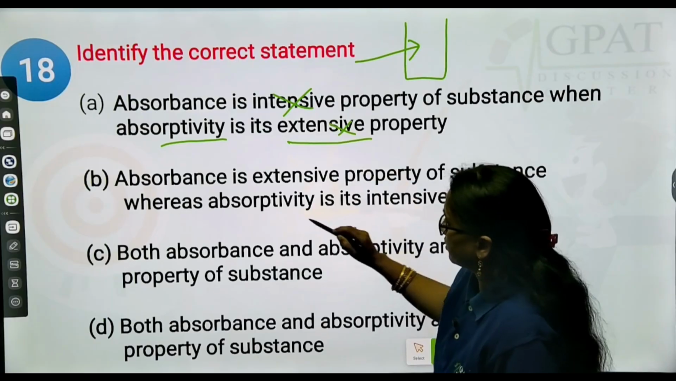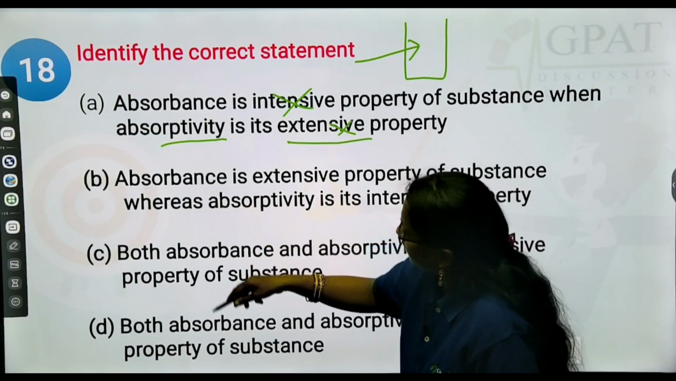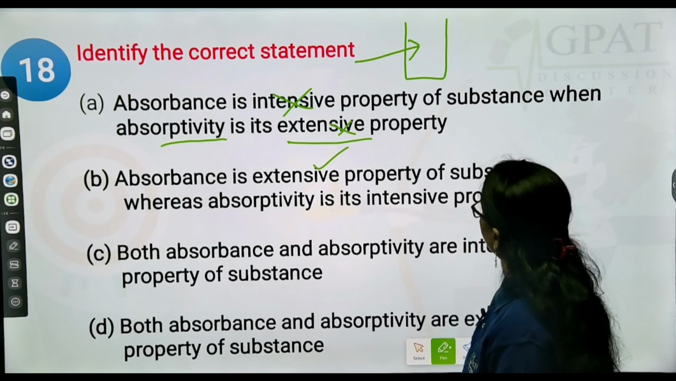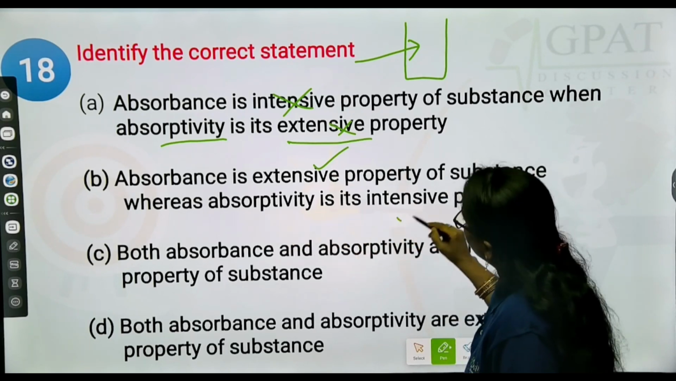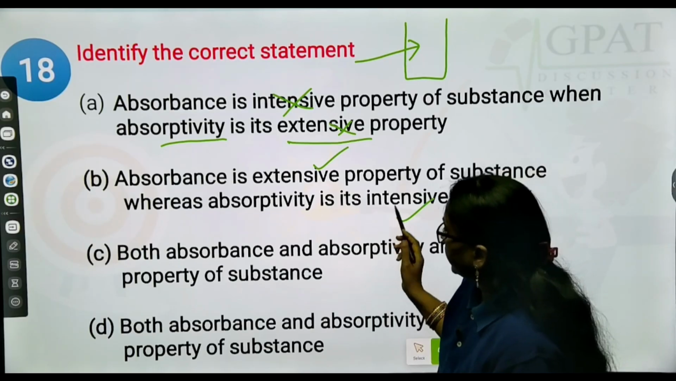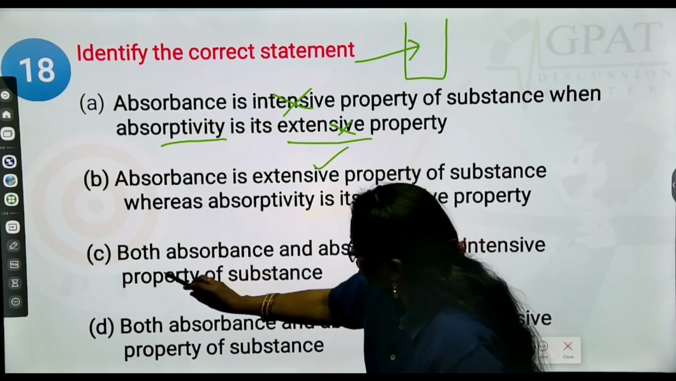Actually, they have given it in reverse in this option A. Let us see option B. Absorbance is an extensive property, this is right, whereas absorptivity is the intensive property. So option B is going to be the right one. Let us see the other options also.